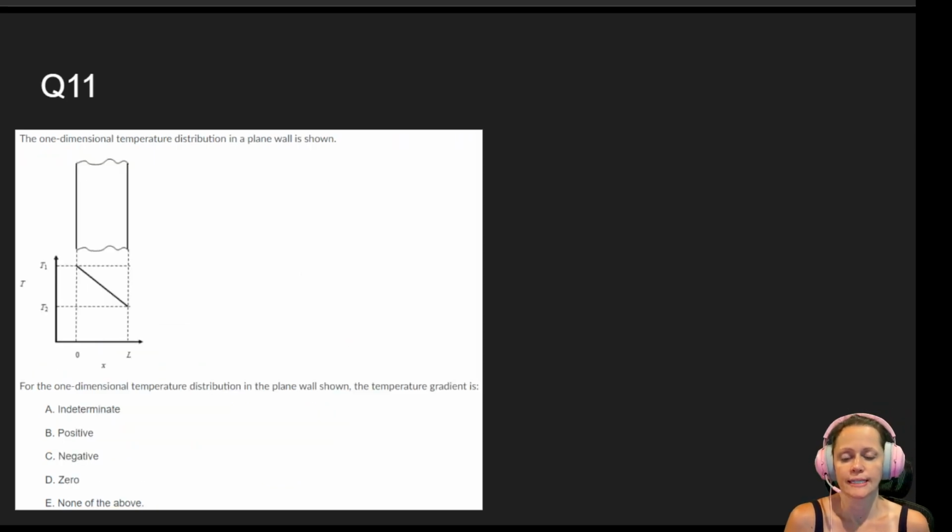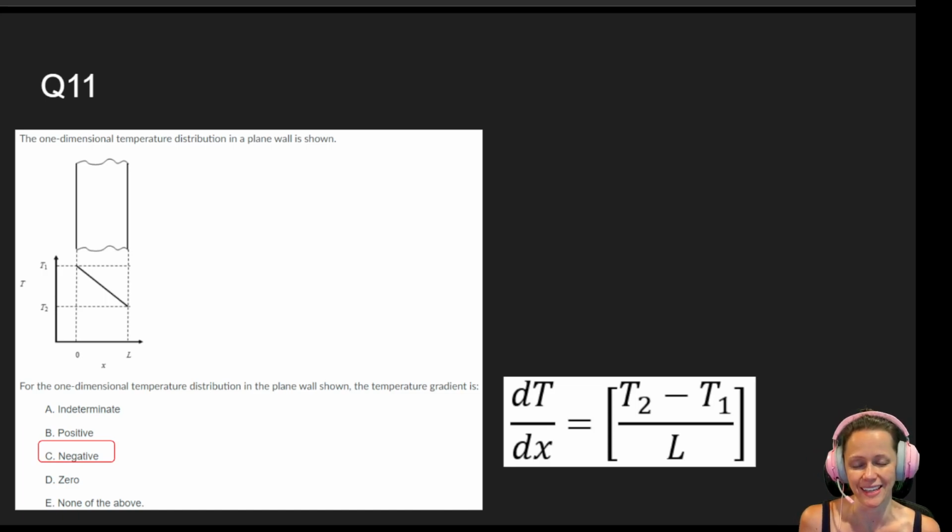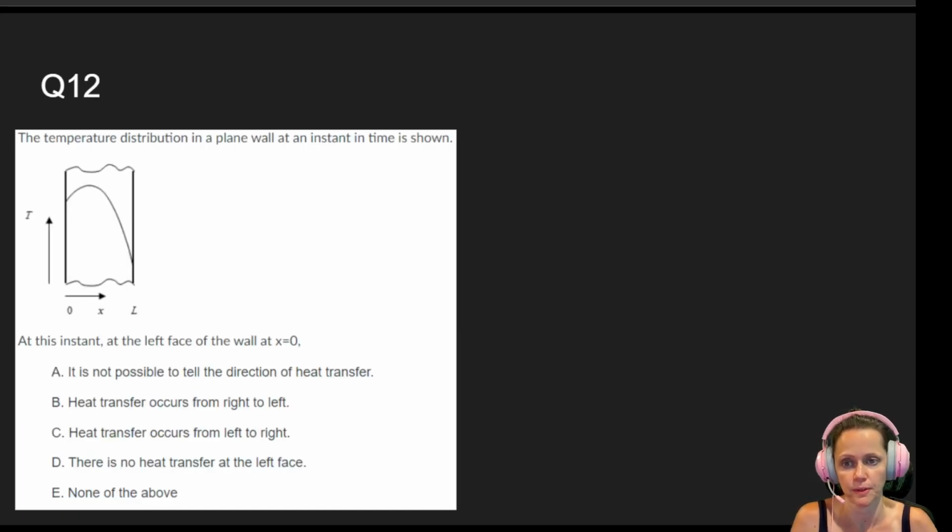Question 11, this is asking about the one-dimensional temperature distribution in the plane wall. So that dT/dx would be the T2 minus T1, right? T at x equals L minus T1, and so you can see that that would be a negative number.